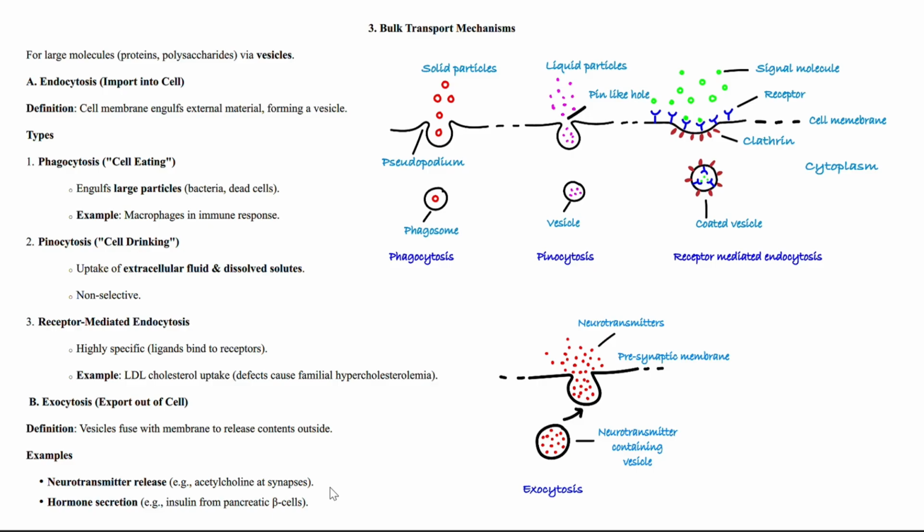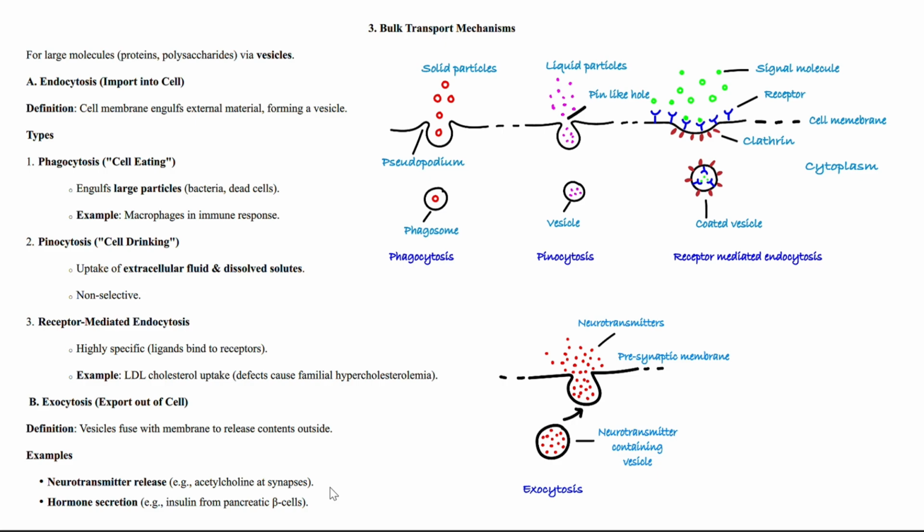Next is pinocytosis or cell drinking. In this case, the cell takes in extracellular fluid along with any dissolved solids it contains. Unlike phagocytosis, pinocytosis is non-selective. The cell samples whatever is around it. This allows the cells to absorb nutrients and maintain the fluid balance.